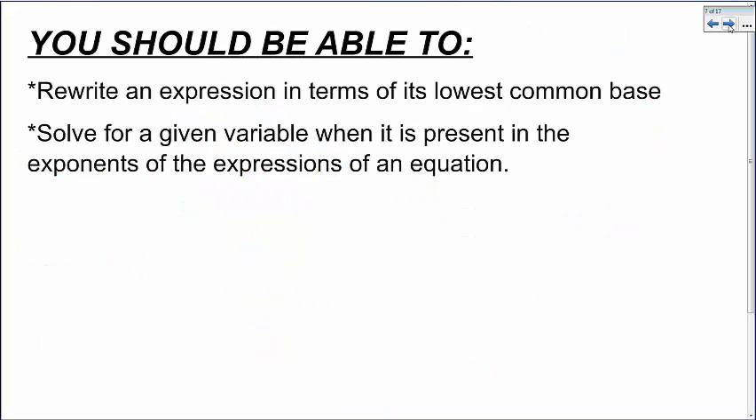Here are the things that you should be able to do. If you're having trouble with any of these skills, go back and rewatch the video focusing on the skills that you're struggling with.